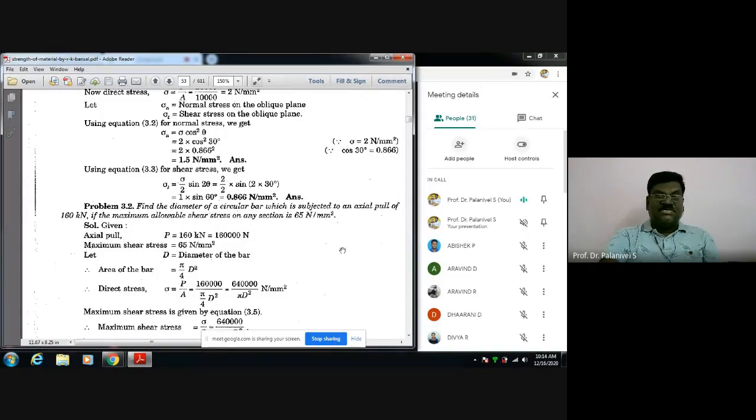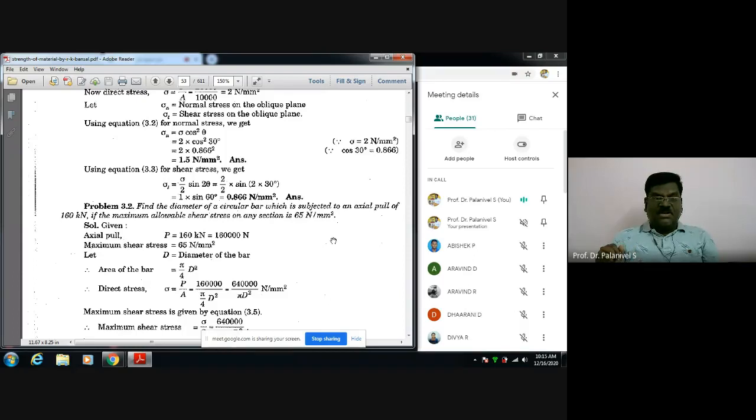The maximum allowable shear stress is supposed to be 65. You should not exceed that. In that bar, which plane will be containing maximum shear stress? Obviously, the plane which makes 45 degree with the perpendicular plane. Okay, we know the concept now. A plane which makes either 45 or 135 degree with the perpendicular plane will be having maximum shear stress.